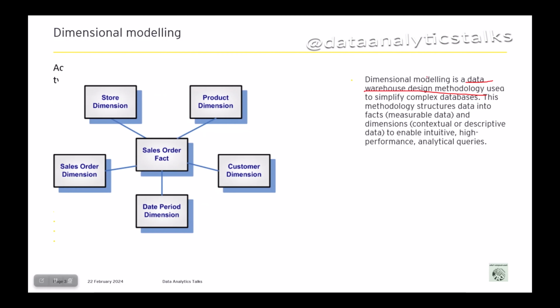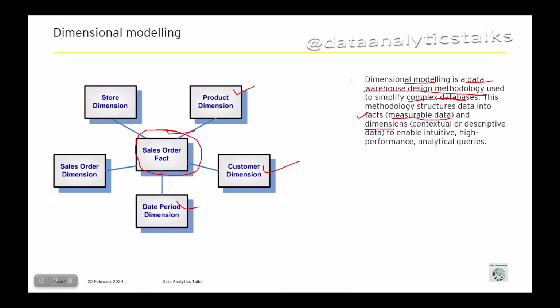Dimensional modeling is a data warehouse design methodology used to simplify complex databases. This methodology structures data into facts. And what is a fact? It is something measurable data. So the fact table contains measurable data, and dimensions are basically the dimension tables. So we have the fact table and we have the dimension table.